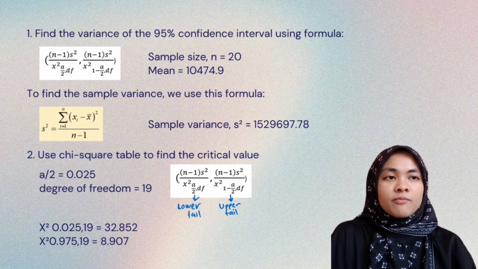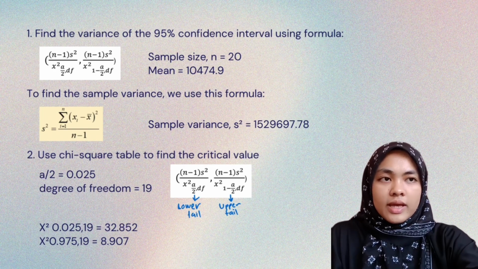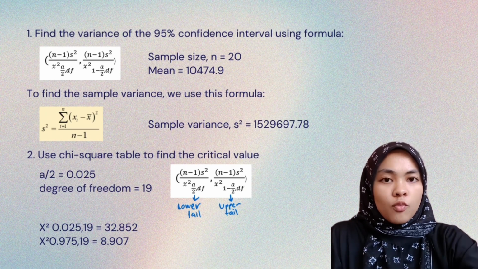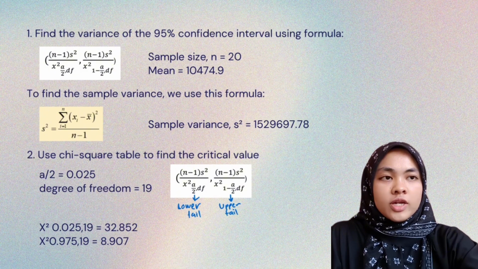So to find the sample variance, we just use this formula. Just insert the values needed, and you will get the value for the sample variance. After that, we need to use the chi-square table to find the critical value for degrees of freedom of 90. Why 90? Because the degrees of freedom is obtained by n-1.